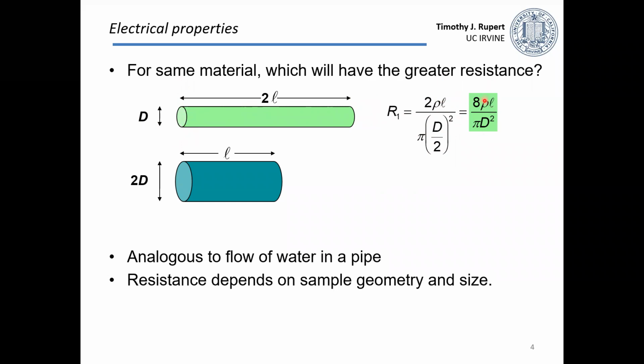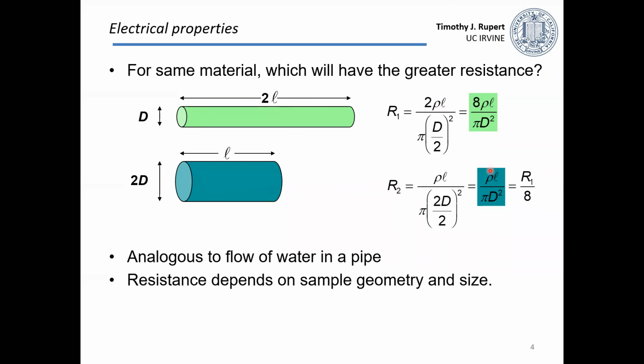Don't worry too much about what this is. What we really want to do is make a relative comparison. If we do that same calculation for this shorter, wider cylinder, what we'll get is a value which has those same terms, but that is a lot smaller. So the resistance of this second blue piece is 8 times smaller than the resistance of this green cylinder at the top.